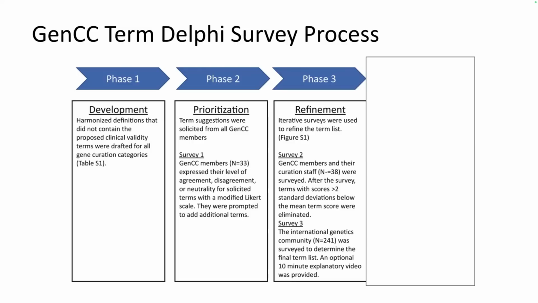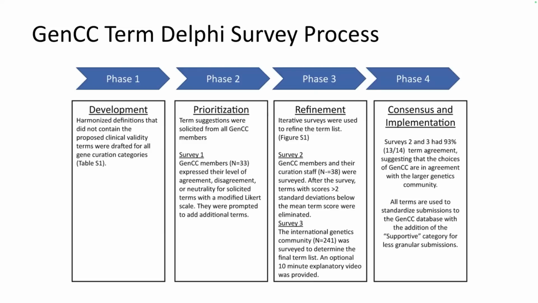And so we tried to send this to a bunch of different genetic societies, along with an optional 10-minute explanatory video to say why we were doing this and the importance of this, so that people really had background as to why we were doing this survey. And so we got 241 responses. And then in phase 4, we did consensus and implementation.